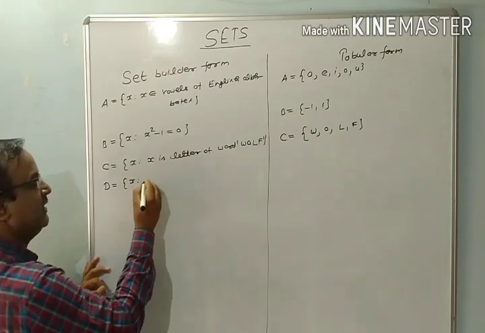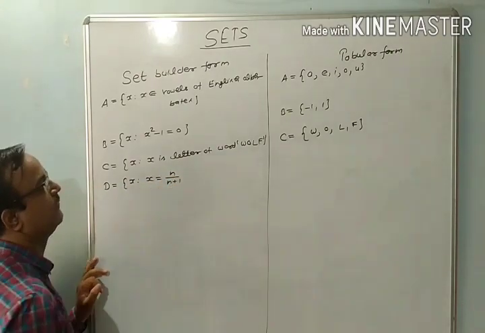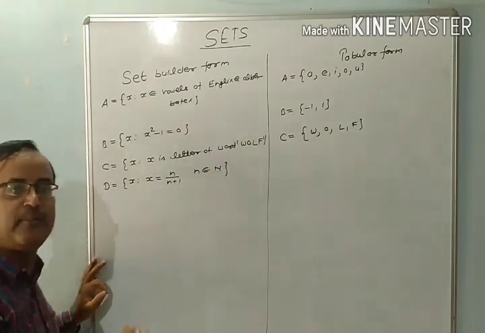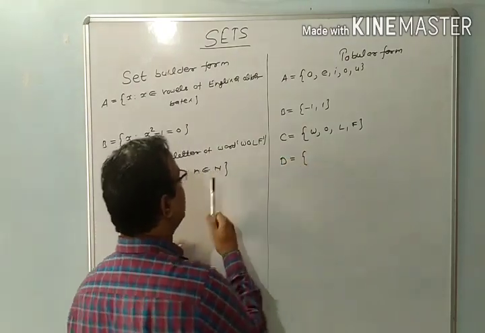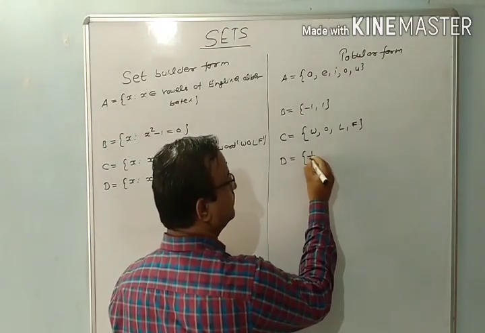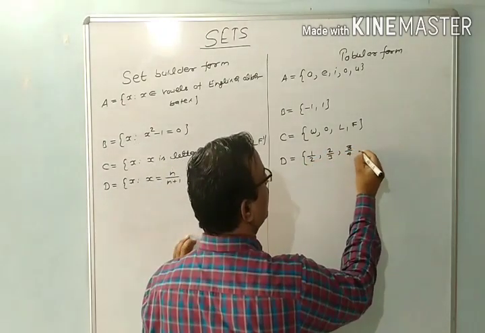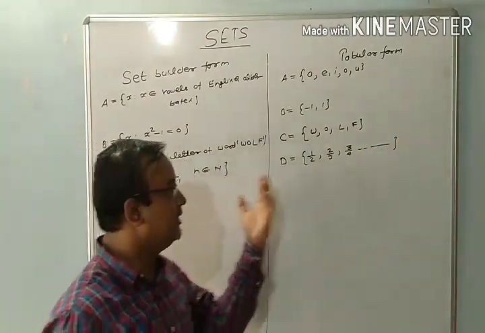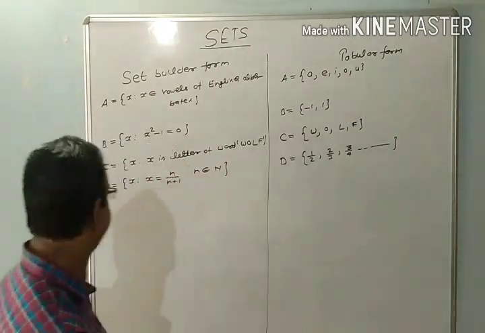X is the set such that x is equal to n by n plus 1, where n belongs to the set of natural numbers. And now we have to represent it in tabular form. So the very first natural number is 1. When we put n is equal to 1 here, we will get 1 by 2, comma, 2 by 3, comma, 3 by 4, and so on. There are infinitely many elements of this set, because n belongs to the set of natural numbers.